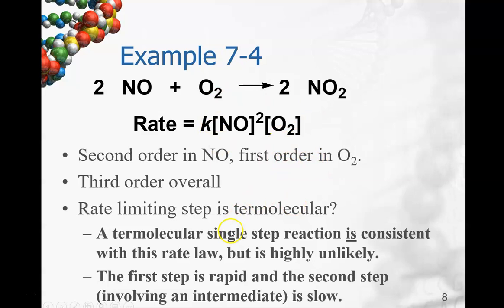It's hard to imagine two NOs and one O2 colliding with sufficient energy and the correct orientation in order to accomplish a reaction. So this is what you get mathematically if you solve for the rate law when you have a situation where the first step is rapid and the second step involving an intermediate is slow. We have to write the rate law based on the slow step, but also remember that rate laws are not based on intermediates, they're based on reactants. So that means you have to algebraically solve for an expression that gives you the rate law in terms of the reactants. So if you see something like this, it's not termolecular. This is the likely scenario.